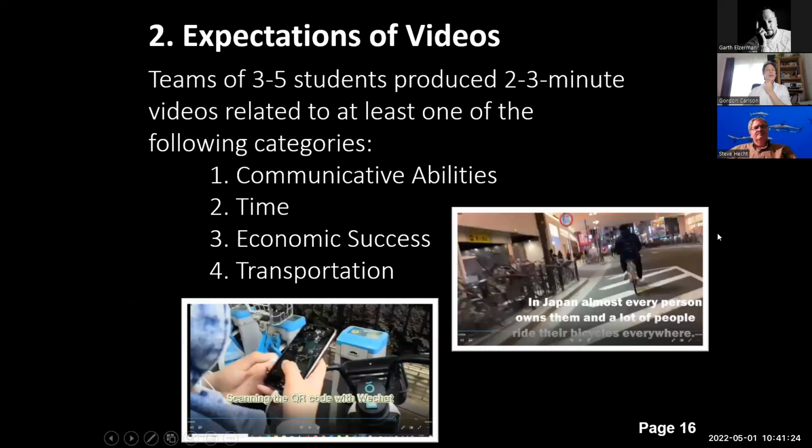And here are our expectations of the videos. At first, Gordy had a harder time with his Japanese counterparts than I did with my American side. My students were more open to taking videos of themselves, but that's okay. We created these teams. They made two to three minute videos based on the state standards you're about to see, and they were focused on these four categories.